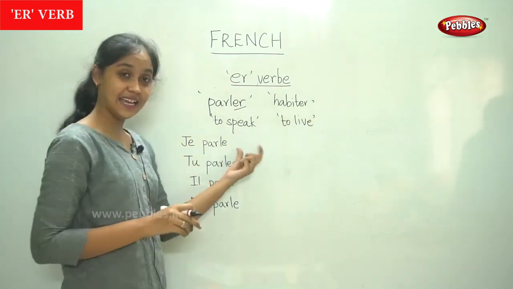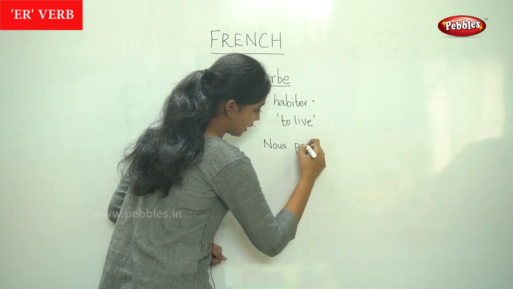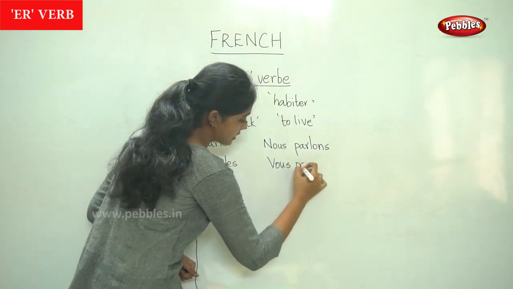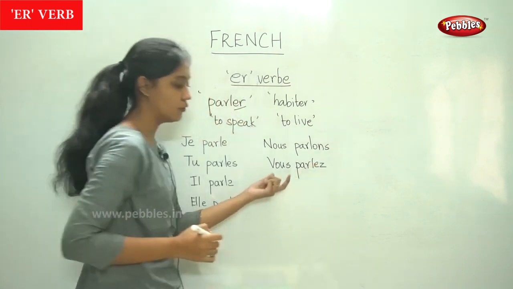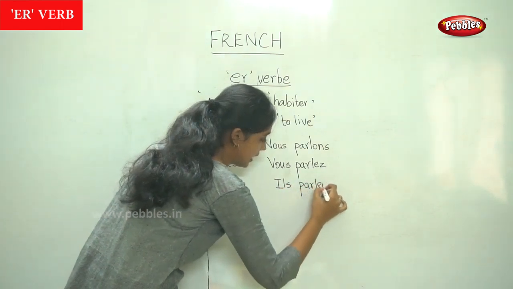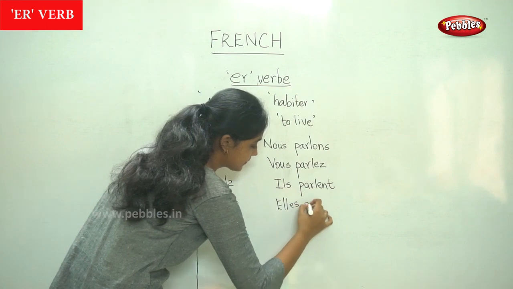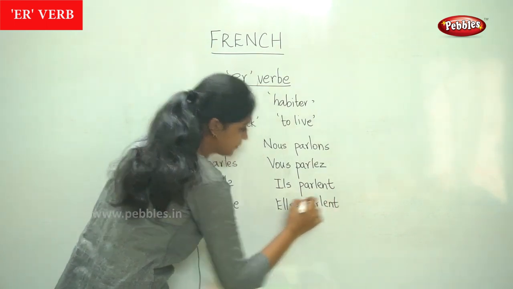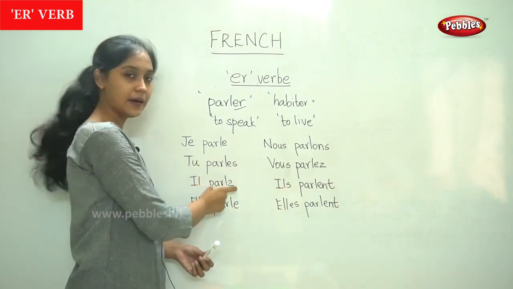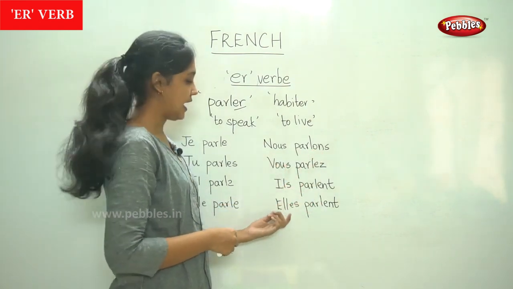Do you remember what is the next ending? Yes, it is ONS. Nous parlons. Then for vous, it is EZ. Vous parlez. And for ils, it is ENT. Ils parlent. And for elles also it is ENT. I hope you remember this conjugation. Je parle, tu parles, il parle, elle parle, nous parlons, vous parlez, ils parlent, elles parlent.